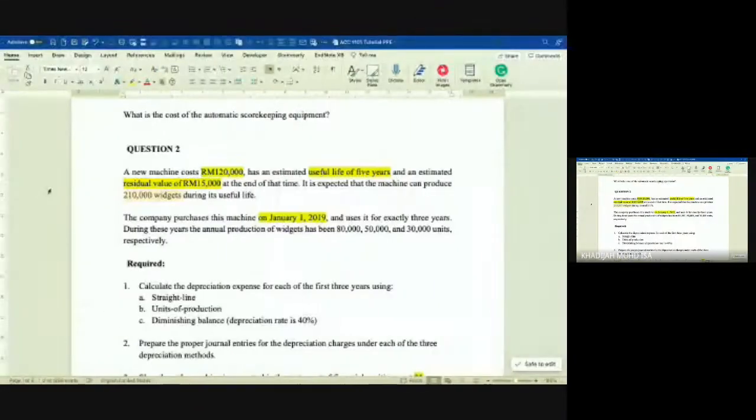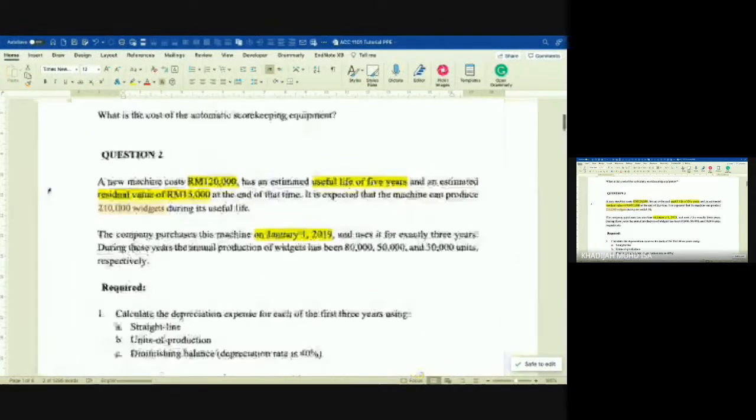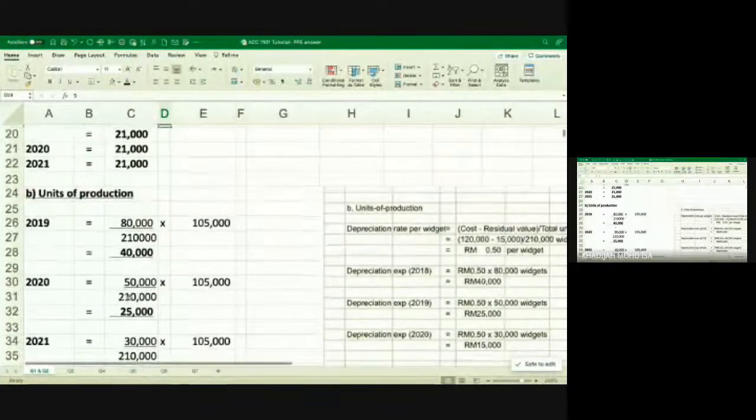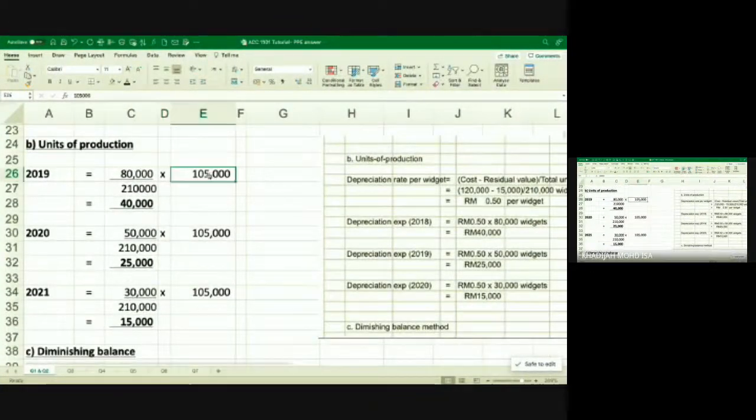What about the second one, units of production method? Right, so you know that the cost is 120,000. You still take into consideration the residual value of 15,000. And then you apportion depending on the production of each year. In this case, you have 80,000 in 2019, 50,000 in 2020, and 30,000 in 2021. So you are going to apportion this over the units of production across 3 years. So let's see, for example, units of production, how do you get that 105,000?